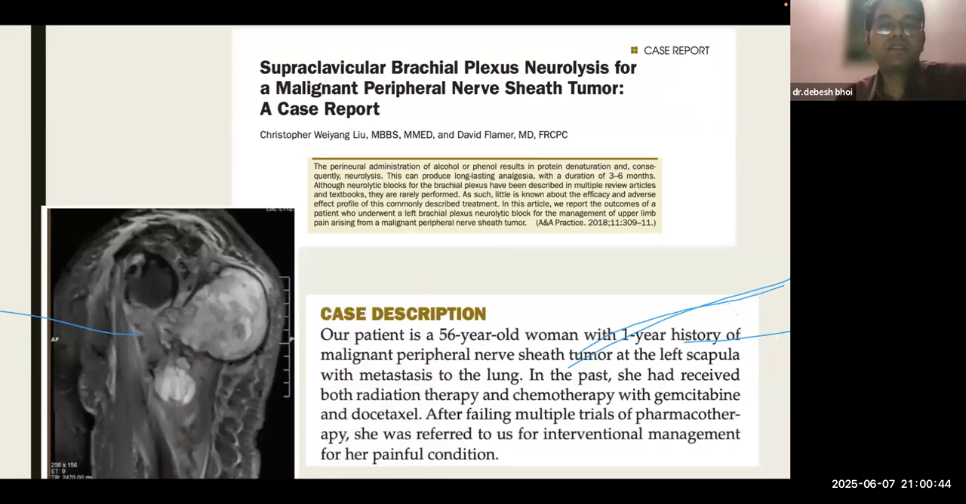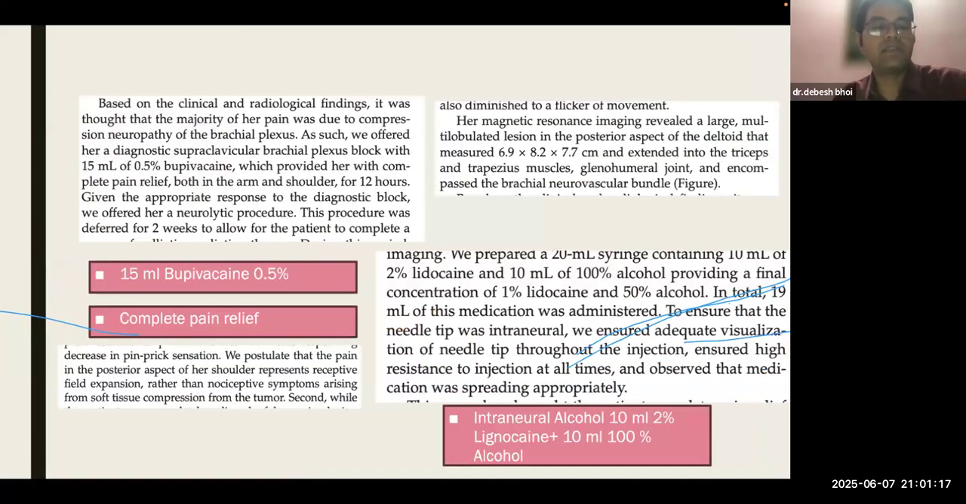This is another report published in Anaesthesia Practice, for a malignant peripheral nerve sheath tumor. In this case you can see a huge mass compressing the supraclavicular brachial plexus and also expanding over the scapula. This is a 56-year-old woman with a 1-year history of malignant sheath tumor. The pain was severe and the patient didn't have good relief. After multiple trials of pharmacotherapy, they planned some interventions.